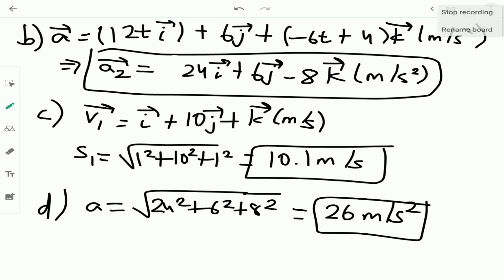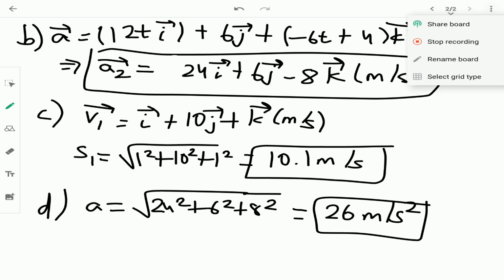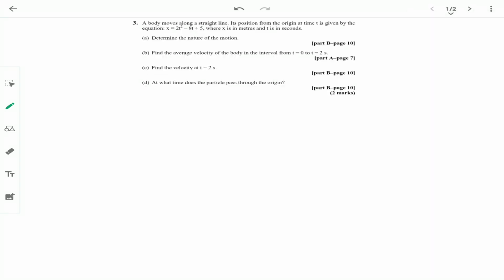Let's move on to number 3. A body moves along a straight line. Its position from the origin at time t is given by the equation x equals 2t squared minus 8t plus 5, where x is in meters and t is in seconds. A asks us the nature of the motion, B asks us the average velocity of the body in the interval from 0 to 2 seconds, C asks us the velocity at 2 seconds, and D asks us what time the particle is passing through the origin.